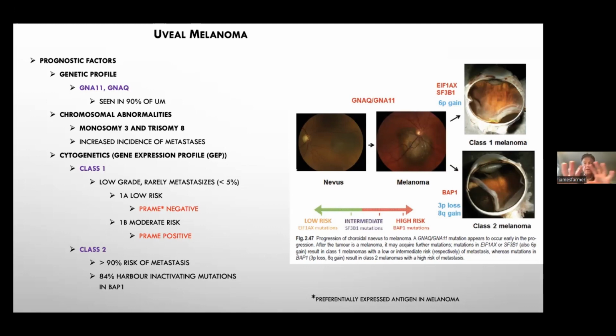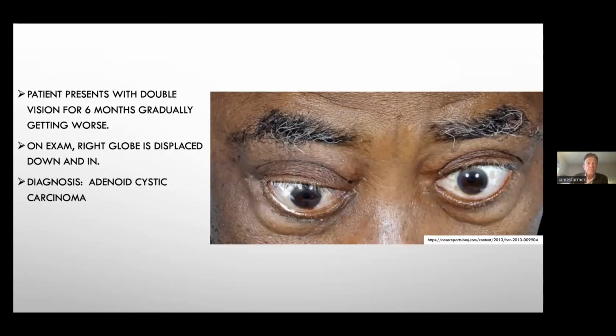Again, this is just to show you the spectrum and the evolution of the management and the advances in uveal melanoma. So this patient presents with double vision for 6 months, gradually getting worse. On examination, you can see the right globe is displaced down and in. The diagnosis is adenoid cystic carcinoma.